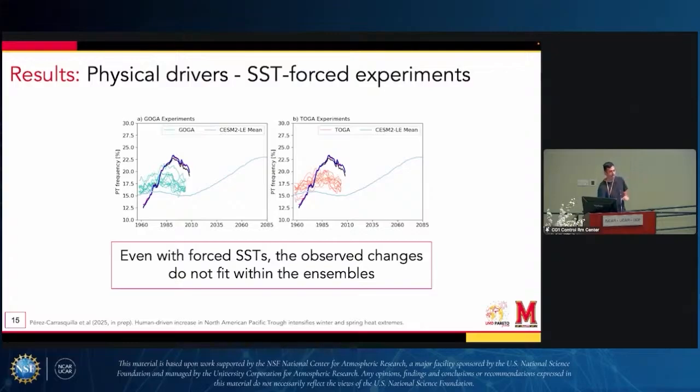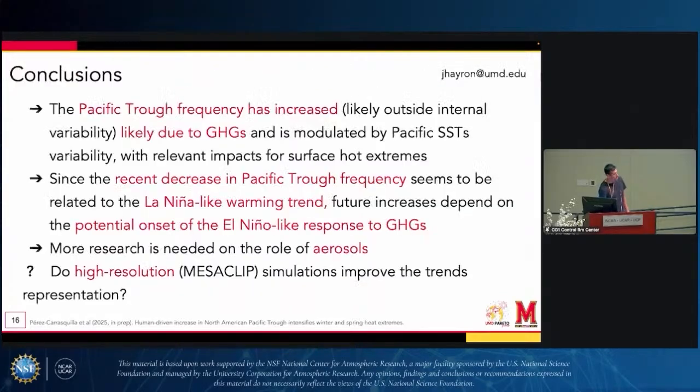However, the Pacific trough frequency still changes outside the ranges for those two sets of simulations. And so this is the summary of the talk. I showed you that the Pacific trough frequency has increased significantly over the last 80 years or so. According to the models, this is likely outside internal variability, and from the models' perspective, it can be driven by greenhouse gases.